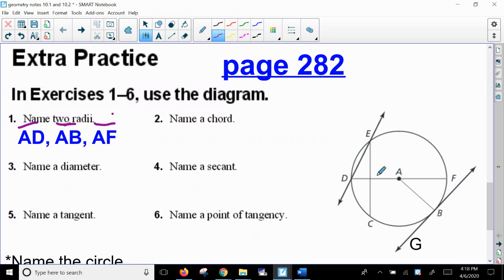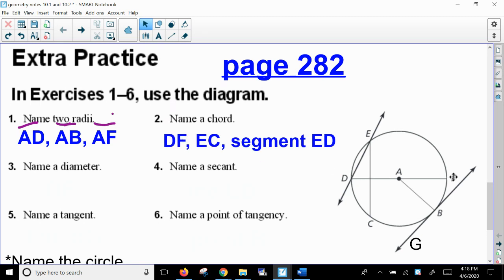So segment AD is a radius, segment AB is a radius, and segment AF is a radius because all of those go from the center of the circle to the circle. A chord has to have 2 endpoints that are on the circle. Segment DF is a chord because both ends are touching the circle. Also, segment EC is a chord. Both ends touch the circle.